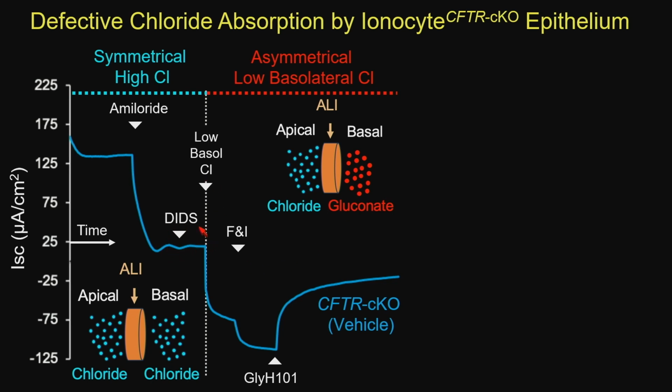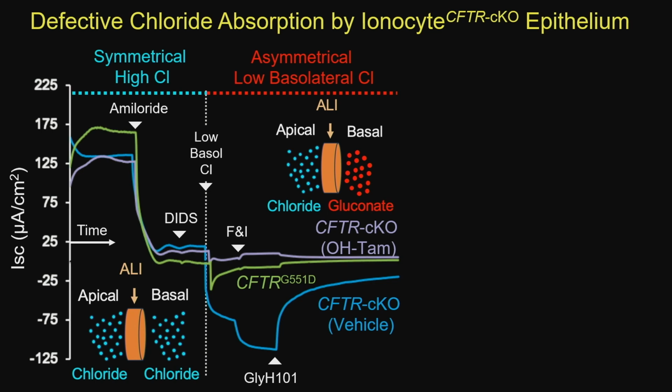What do you see when you shift to this low? We're using DIDS to inhibit non-CFTR chloride channels. Shift to the low gradient, you see a pretty large current. You activate with forskolin IBMX, it goes up, and here is predominantly the CFTR. The decline with GlyH101, which is inhibiting CFTR, is CFTR-dependent current.